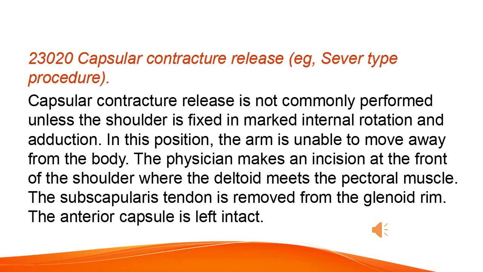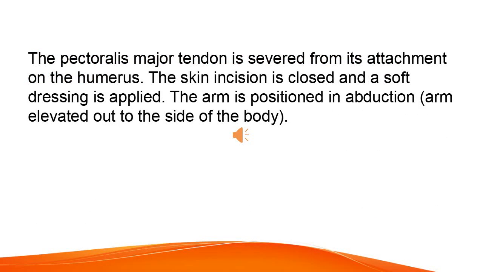The subscapularis tendon is removed from the glenoid rim. The anterior capsule is left intact. The pectoralis major tendon is severed from its attachment on the humerus. The skin incision is closed and a soft dressing is applied. The arm is positioned in abduction, arm elevated out to the side of the body.